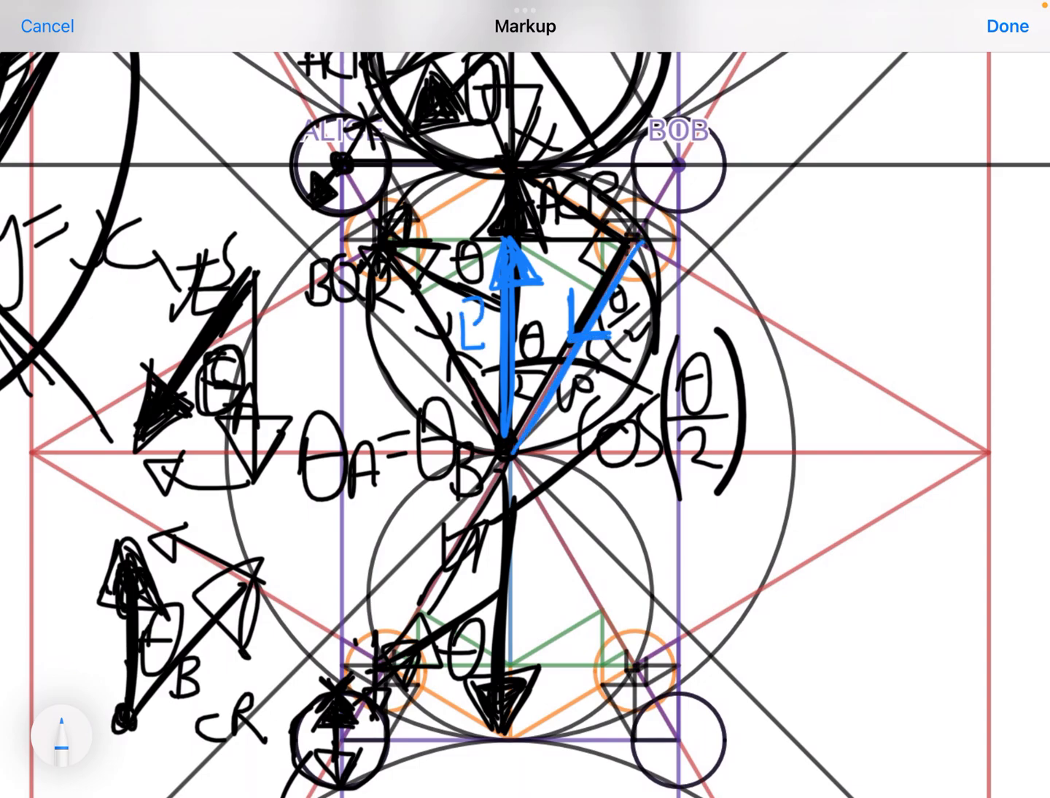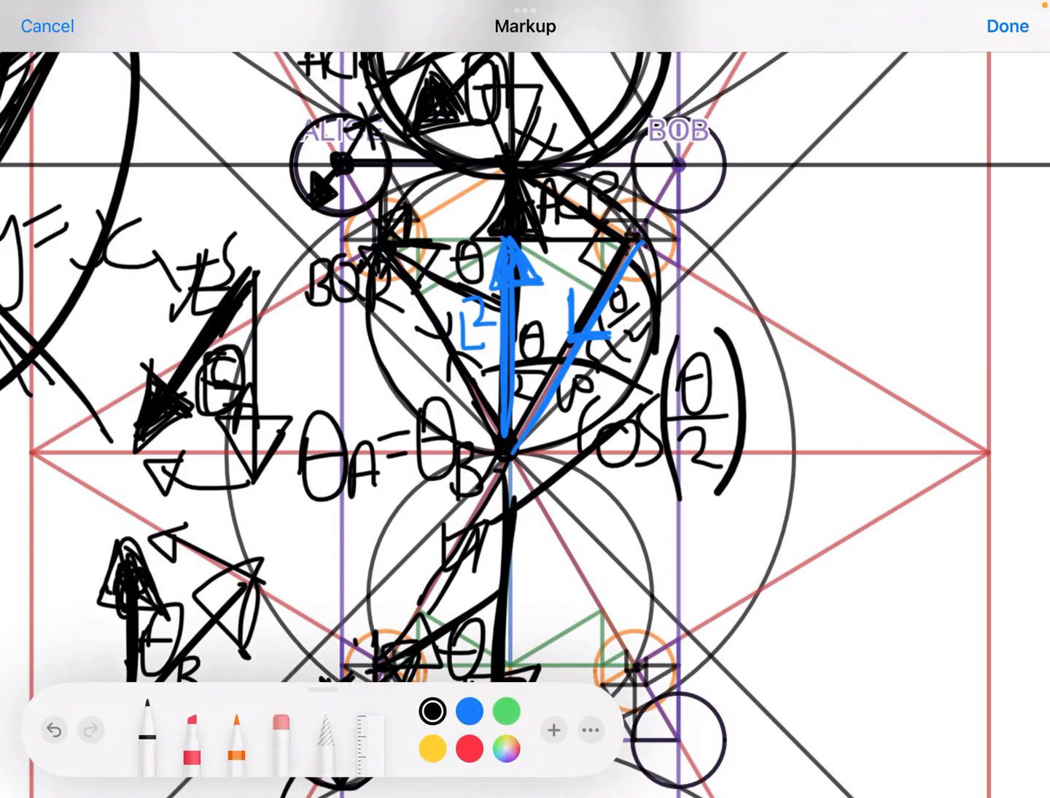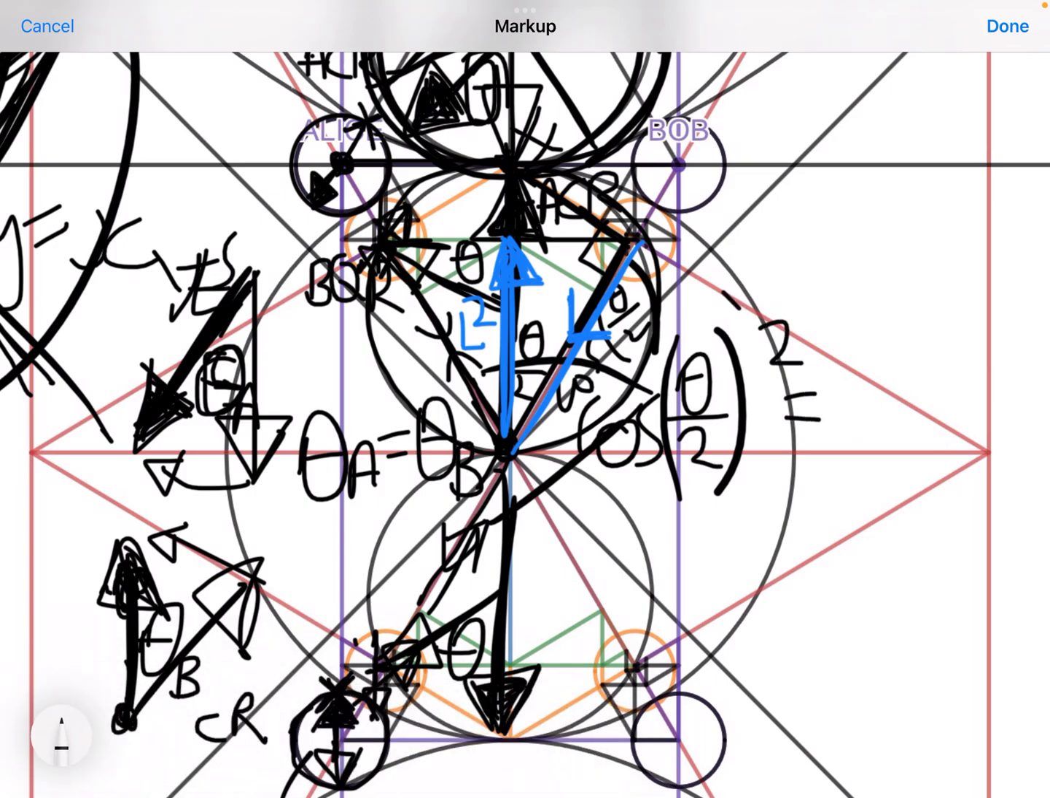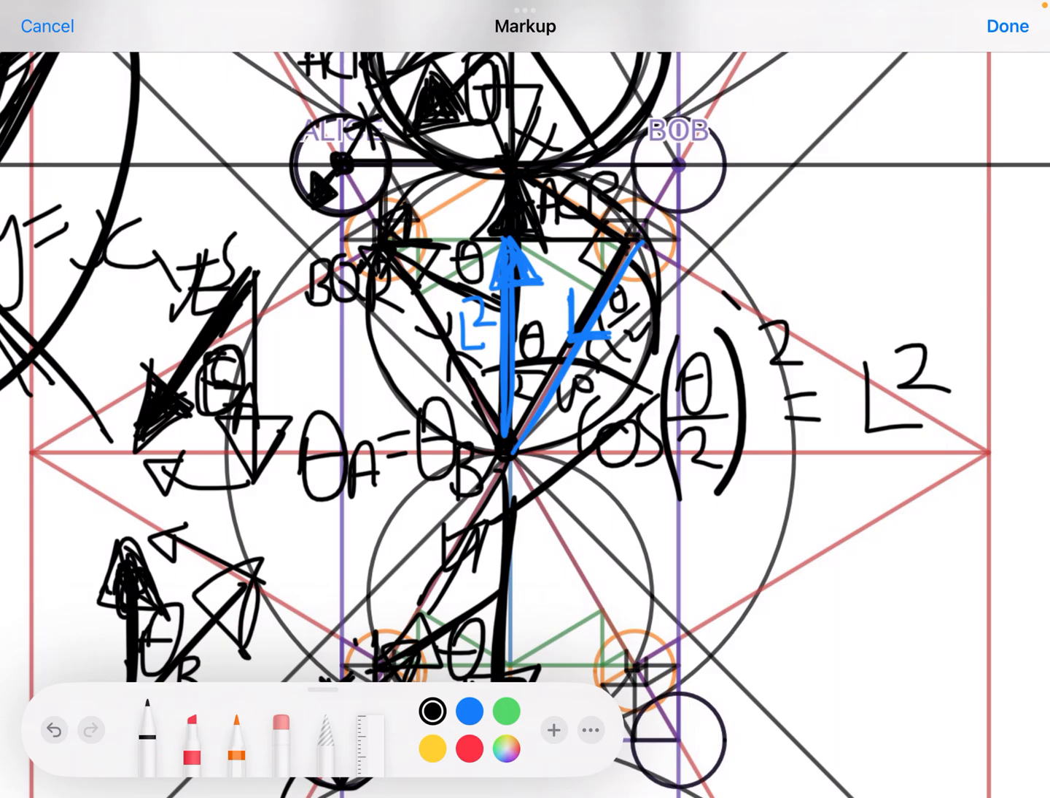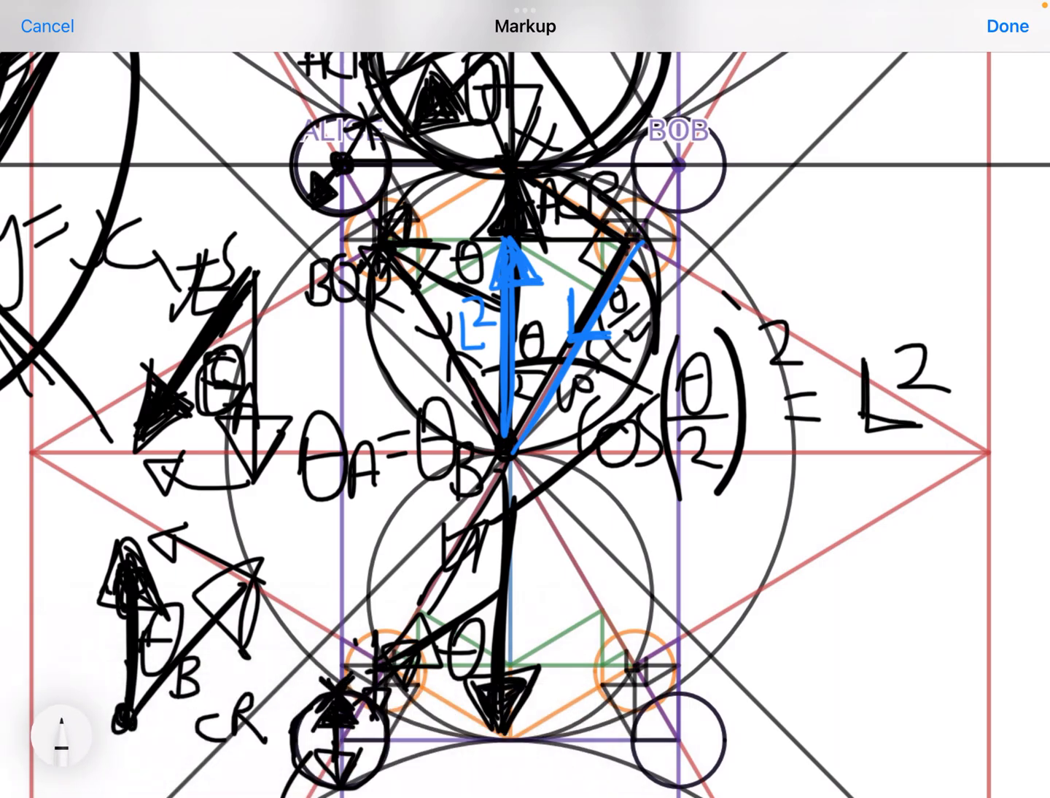and that's L squared. So you've squared that, and it equals L squared. So that's the probability of collapse. In other words, L is the amplitude, and when you square the amplitude you get the probability of collapse.